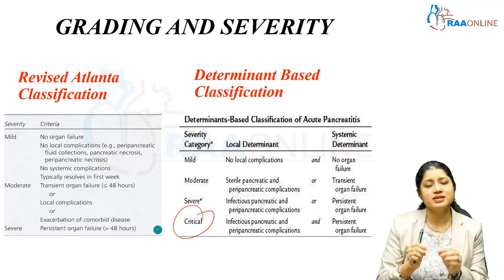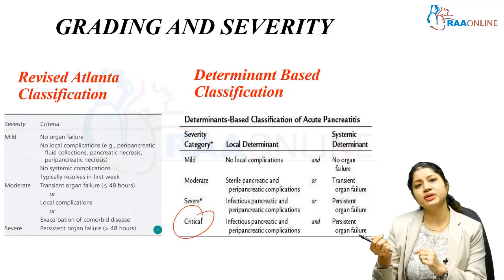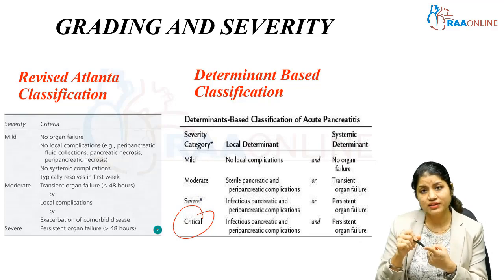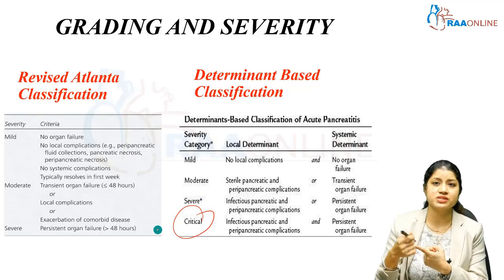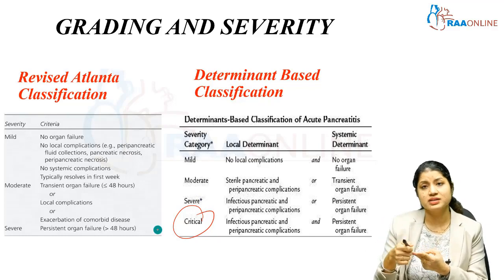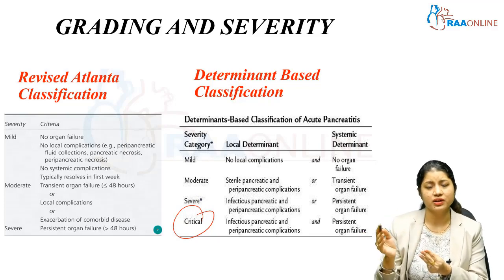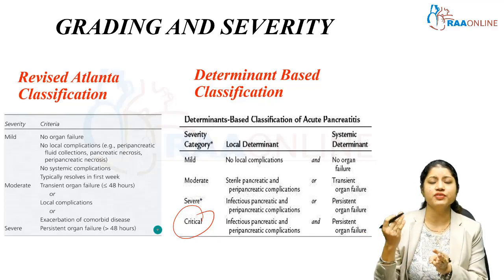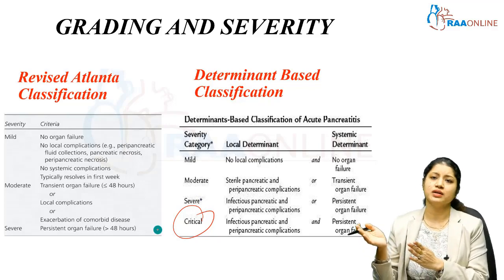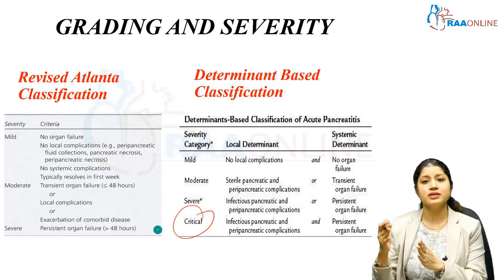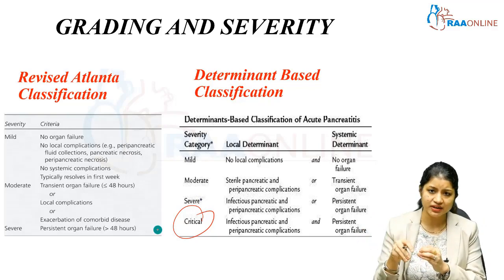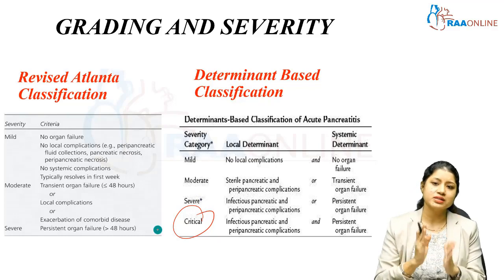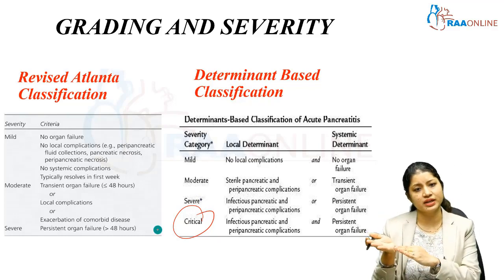Whereas in moderate there is a transient organ failure. Now what do you mean by transient organ failure? There is an organ failure either in the form of a decreased P/F ratio in an ABG which is causing some acute lung injury, or a small amount of acute kidney injury, or a small amount of hypotension. But this is transient, that is this organ failure usually reverts back within 48 hours. The same applies to the determinant based classification, wherein they mention that there is some amount of sterile pancreatic or peripancreatic complication, that is a local complication, with a transient organ failure.